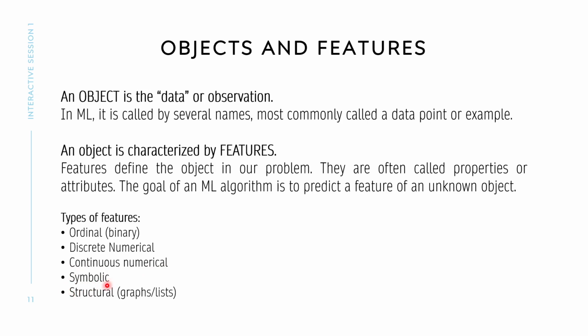Then there are symbolic values, which are usually text based values. So say the name of the animal, say a cat or a dog. So these are symbolic values. And finally, the most complex kind of feature which we can have are structural. So these are graphs or lists or arrays which are related to a particular object.